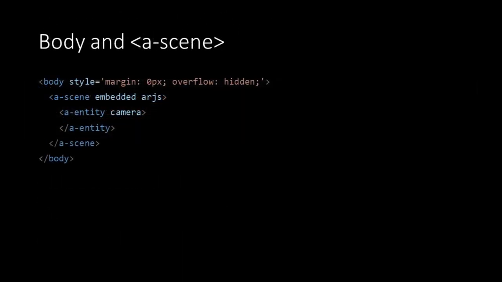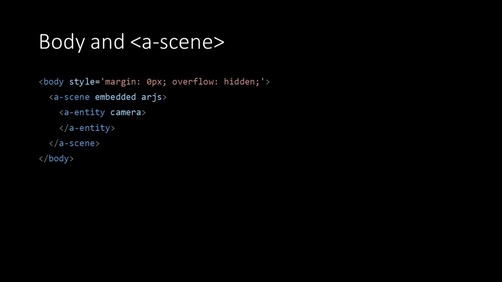Now in the body. So the body is where the scene will be located. And for the body, we apply some inline styling. Actually, we don't want to see the browser, so we set the margin to 0, and now it is as if we are looking through the camera instead of looking at the browser and then through the camera. Also, we set the overflow hidden.